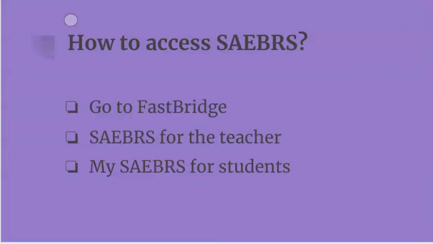So just as a reminder, after all that fabulous information, to access Saebrs, you'll go to Fastbridge, and then it's just Saebrs for the teacher, and then My Saebrs for the students. And we'll be doing this 3 times, fall, winter, and spring, so that we have enough data to progress monitor. And this will be happening for both teachers and students the week of September 13th through the 17th. And just remember that this can be done collaboratively.